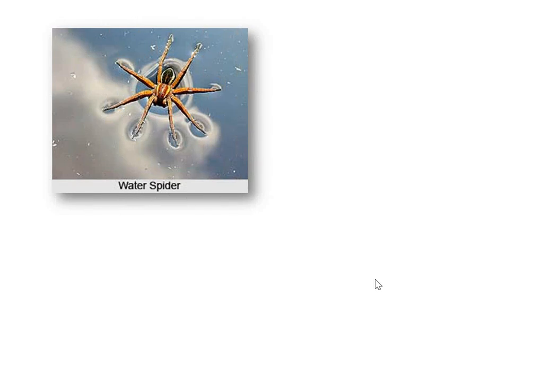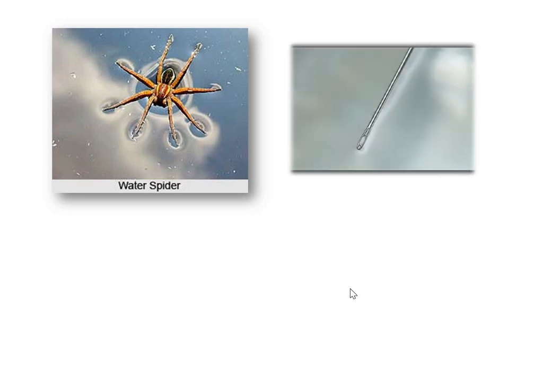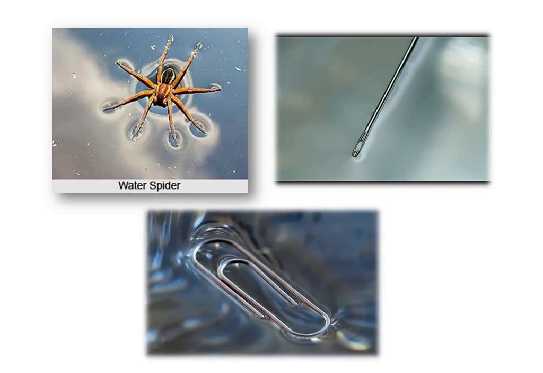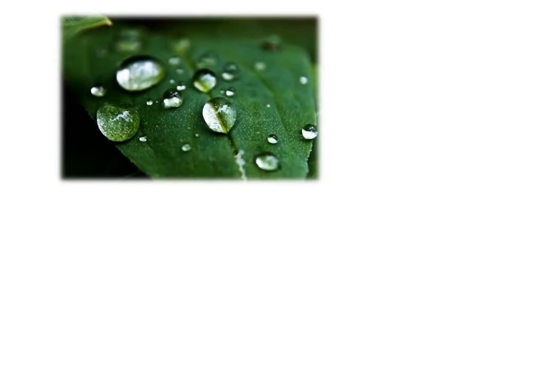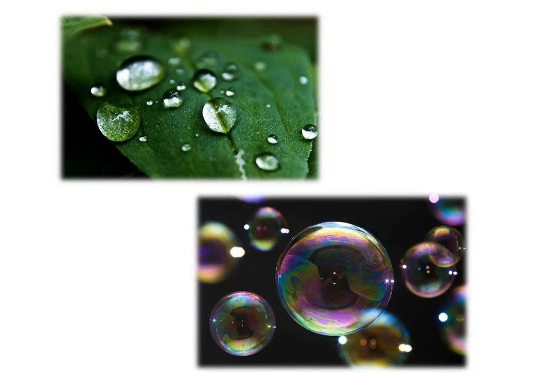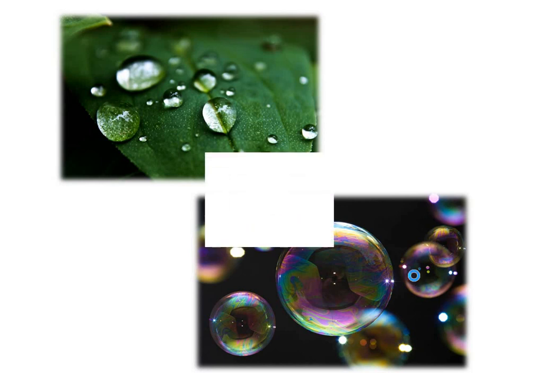Let's see some examples of surface tension. A water spider walks on the surface of steady water. A needle floats on the steady surface of water. It is due to the effect of surface tension. Let's see another image. Raindrops and soap bubbles always take spherical shape. All these phenomena arise due to surface tension. Surface tension is one of the important properties of liquids.